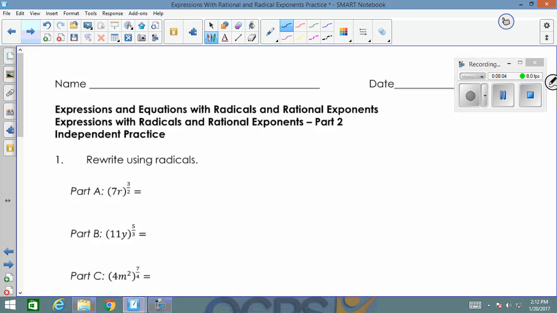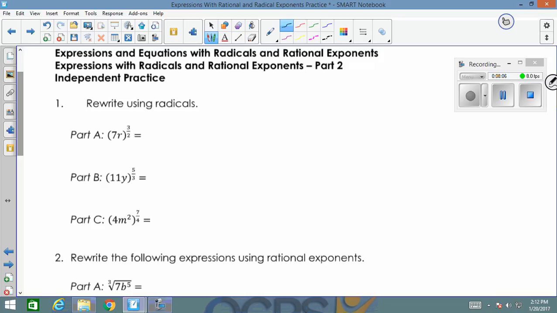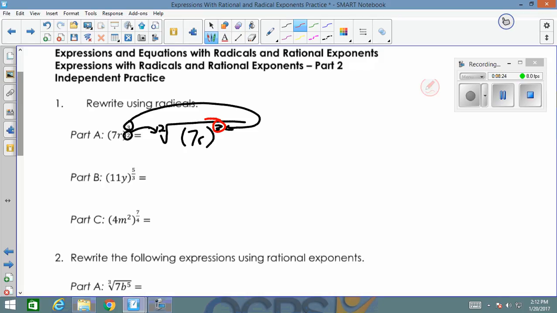Okay, the last thing we're going to do here is just rewrite these. So remember here, in the index, this number is our index. It's going to go here. The 7r will come outside. The 3 is what goes on the inside. So it's 7r to the third, and then what we have to do here is distribute that. So 7r to the third would be the cube root of 343 r to the third.